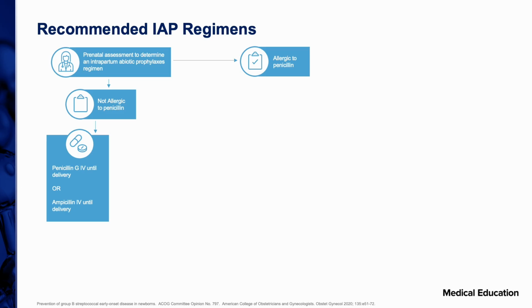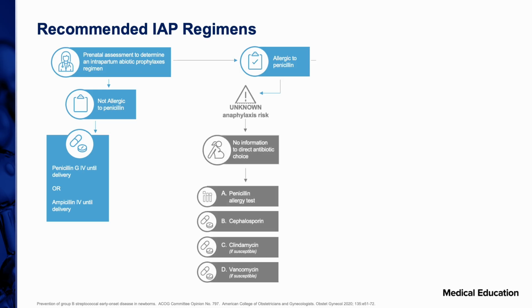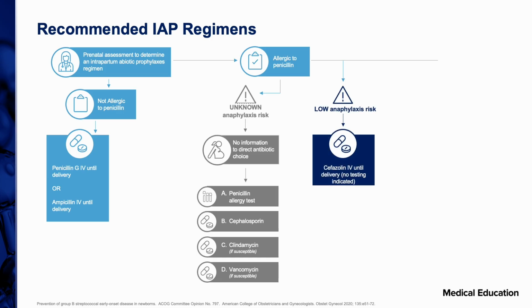And so, okay, we go down the route of allergic to penicillin with unknown risk. So there's no information about antibiotic choice. The first thing that would happen is, since we don't know how much of a risk it is, we would do a penicillin allergy test. The fallback would be either cephalosporin or clindamycin if we get sensitivities, or vancomycin. If there's a low risk, it's cefazolin, so we go to a cephalosporin from penicillin.